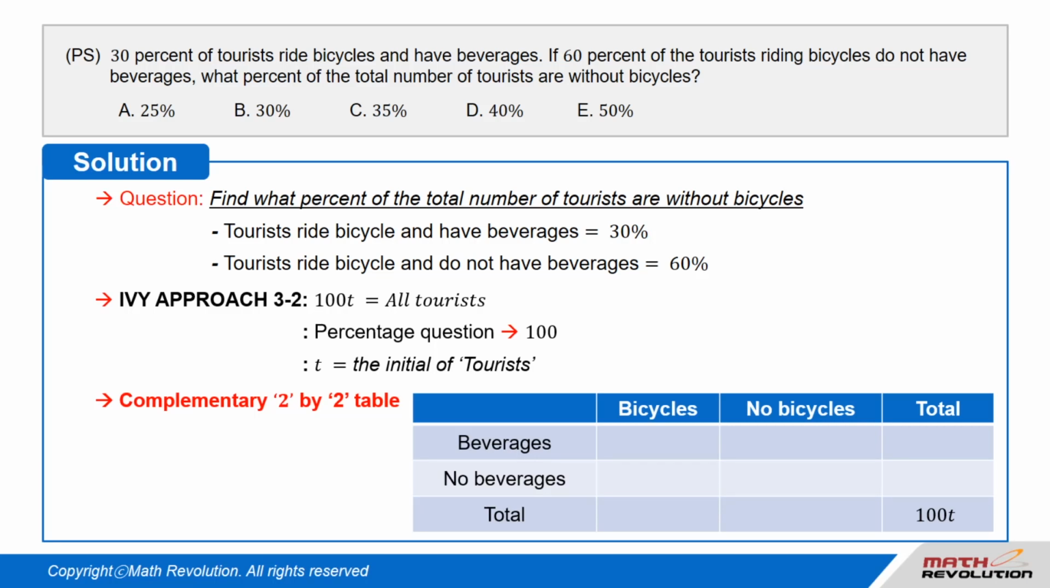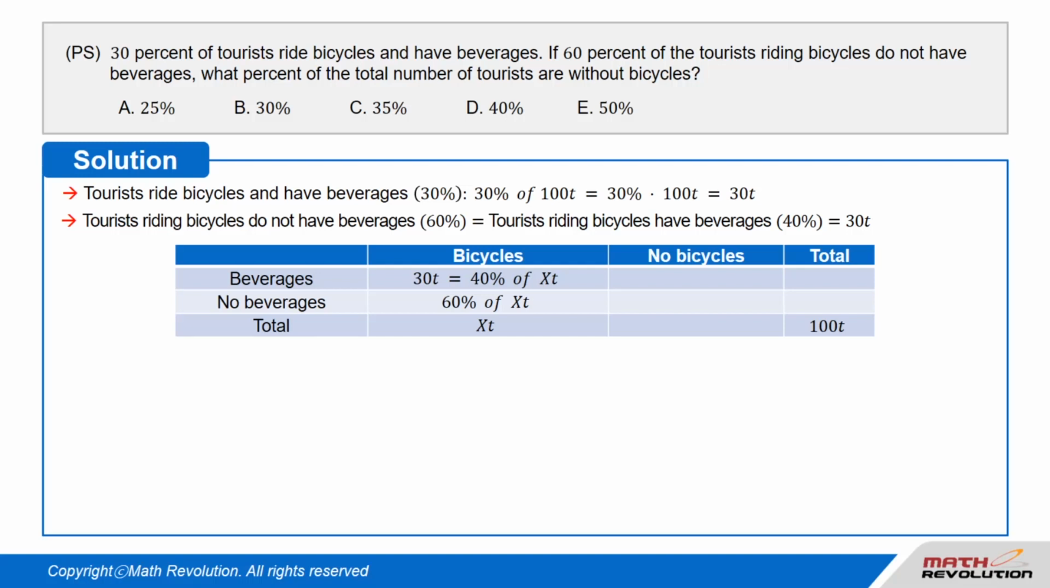In the columns, we have bicycles and no bicycles. In rows, we have beverages and no beverages. The total is 100 times T. Now 30% of tourists ride bicycles and have beverages. Then we get 30% of 100 times T equal to 30% times 100 times T equal to 30 times T.